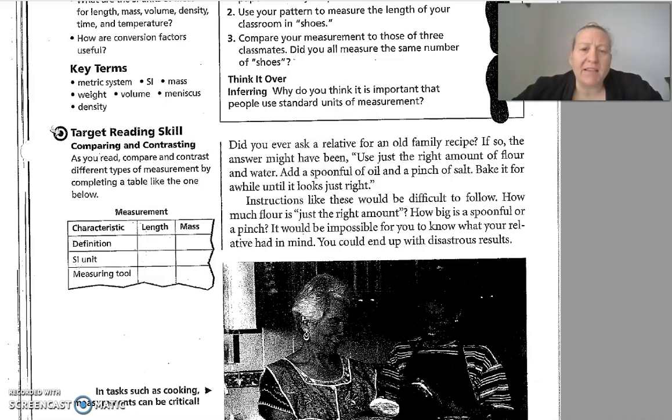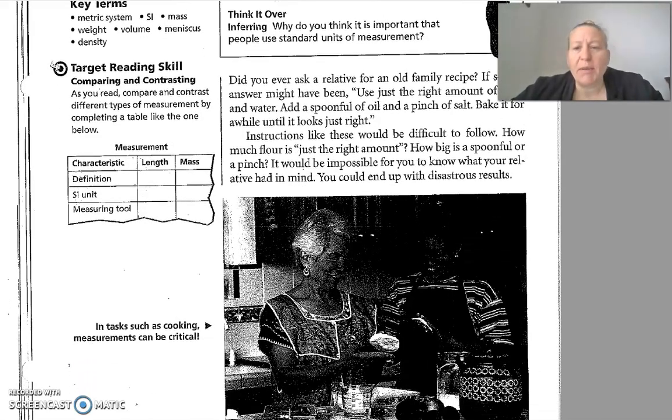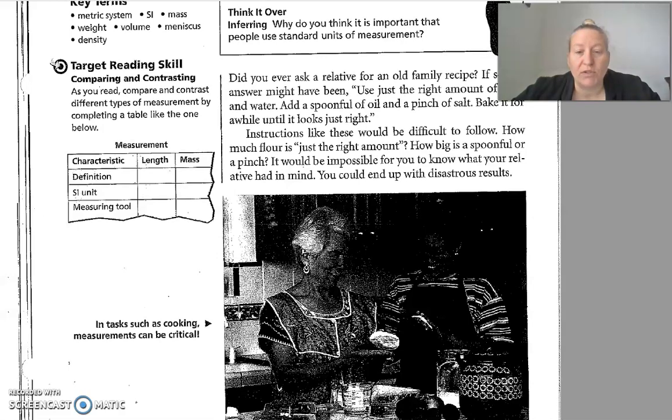Did you ever ask a relative for an old family recipe? If so, the answer might have been use just the right amount of flour and water, add a spoon of oil and a pinch of salt. Bake it for a while until it looks just right. Instructions like these would be difficult to follow. How much flour is just the right amount? How big is a spoonful or a pinch? It would be impossible for you to know what your relative had in mind. You could end up with disastrous results.